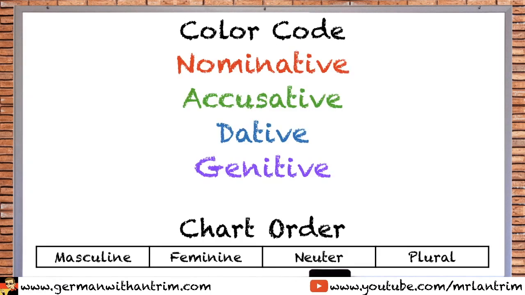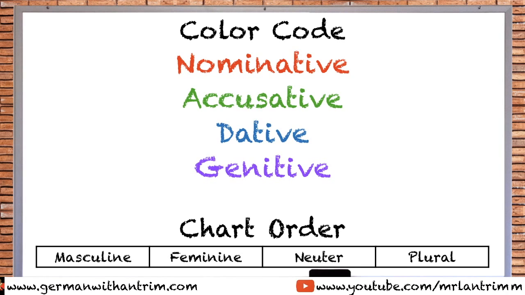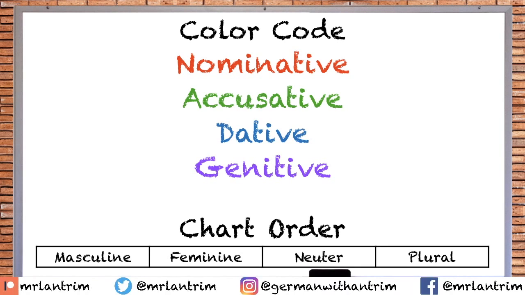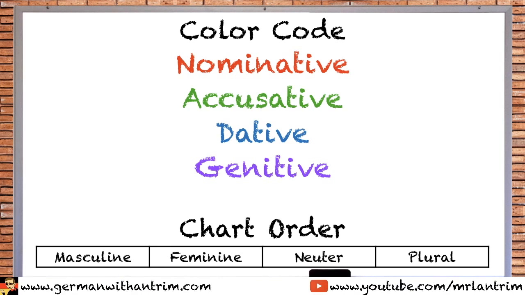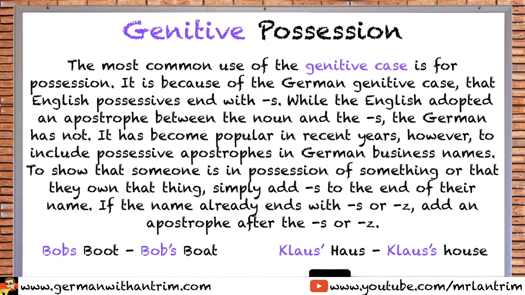If you haven't been paying attention to the color coding so far in the other presentations, we have nominative in red, accusative in green, dative in blue, and genitive in purple. So we're going to be spending most of our time talking about the purple today. Anytime I have a chart, it is in the order of masculine, feminine, neuter, and then the plural. I know that some people try and put the masculine and neuter next to each other on charts, so I just like to make sure that that is clear before we get into it.